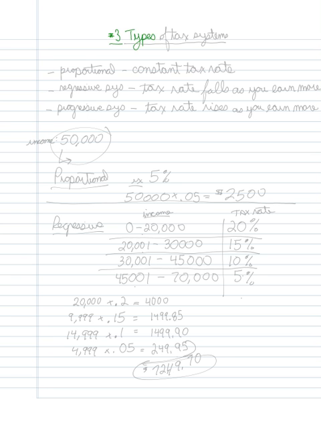So now let's talk about the types of tax systems that exist. There are three primary ways that we could do taxes, and this would be with a proportional system, a regressive system, and a progressive system. So let's talk about what distinguishes these three from each other.